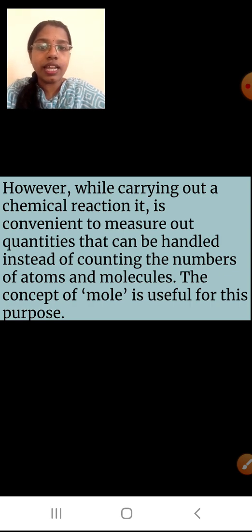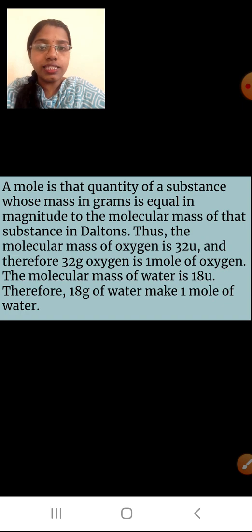Okay students, now a mole is that quantity of a substance whose mass in grams is equal in magnitude to the molecular mass of that substance in daltons. Okay students, what is a mole? Mole is that quantity of a substance whose mass in grams will be equal to the magnitude, the value, of the molecular mass of that substance in daltons. Okay, molecular mass should be in dalton.